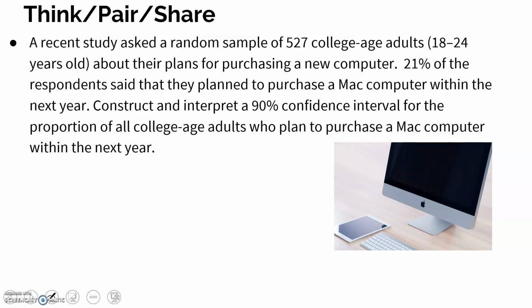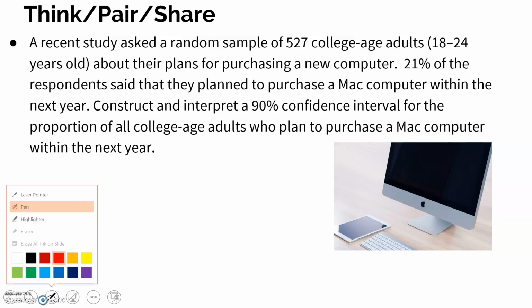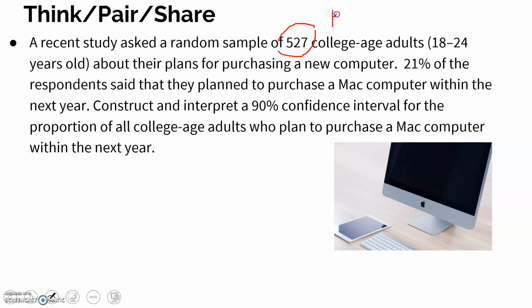All right, so a recent study asked a random sample of 527 college-age students, so we've got our sample size, about their plans for purchasing a new computer. Now notice, a number of successes were not given. You were given p hat in decimal form. So p hat is 0.21. 21% of the respondents said they plan to purchase a Mac computer within the next year. Construct and interpret a 90% confidence interval for the proportion of all college-age adults who plan to purchase a Mac computer within the next year.